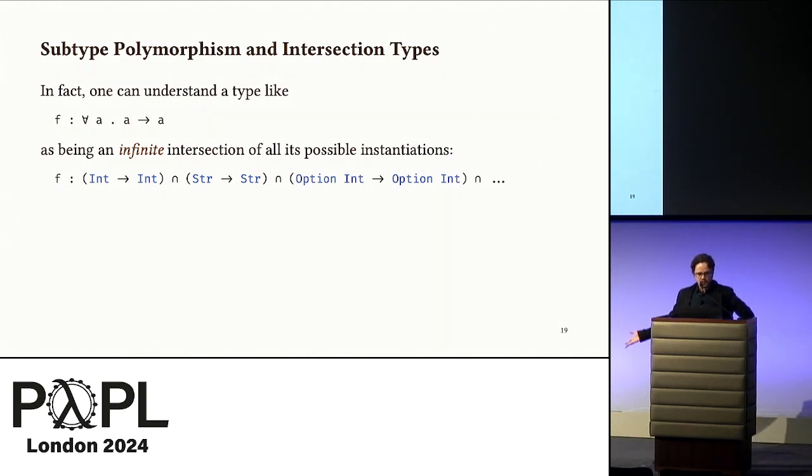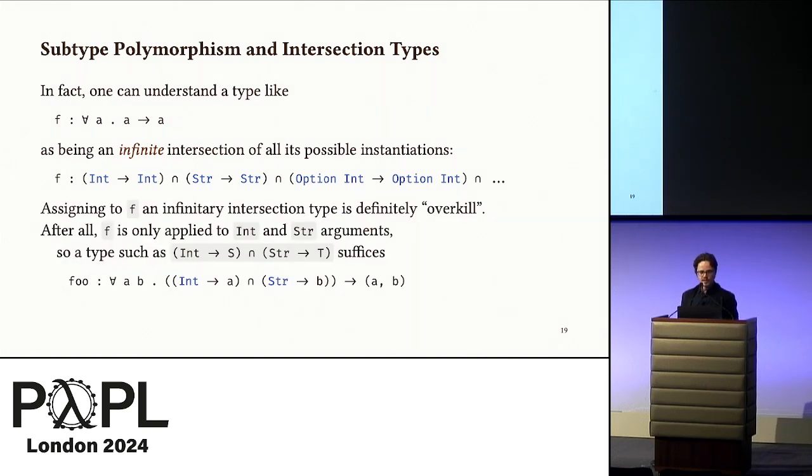What are intersection types? Intuitively, you can think of parametric polymorphic types, such as for all A, A to A, as an infinite intersection of all the possible instantiations of this type, right? So in this context, it's clear that assigning to the f parameter of foo an infinite intersection type is overkill, right? Because actually it applies its argument to two specific types. It doesn't need to have this full infinite type. And so that's why we can use this type in this case.